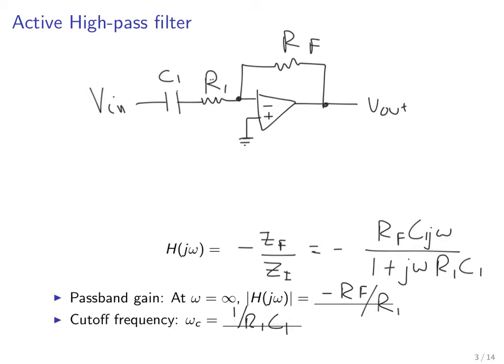Conversely, if we want to change the cutoff frequency and not the gain, then we would change C1, since C1 enters only into this equation but does not enter into the passband gain equation.